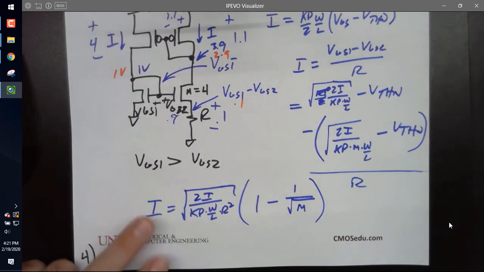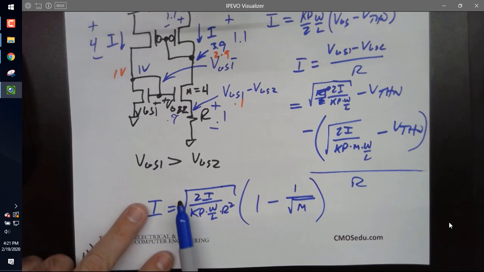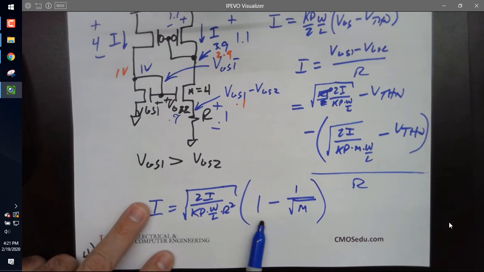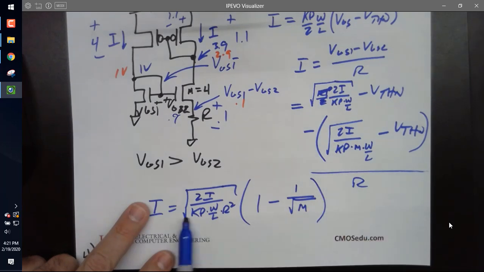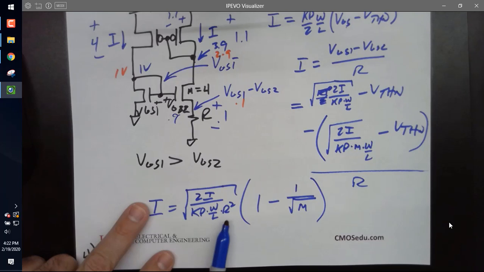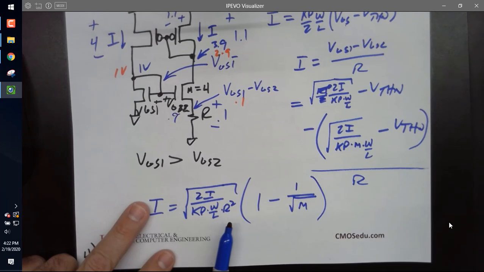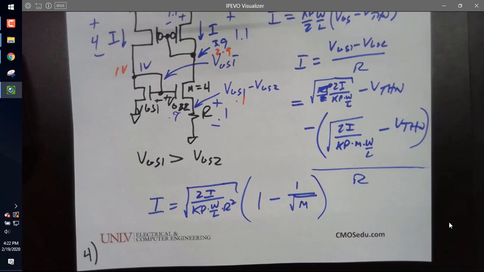Might be better if I put it up. So 2I over KP times W over L, that's factored out, leaves a 1. And factored out, that leaves M. I move the R inside, I get R squared. And so I've got just this term right here. And in the book I used K instead of M.